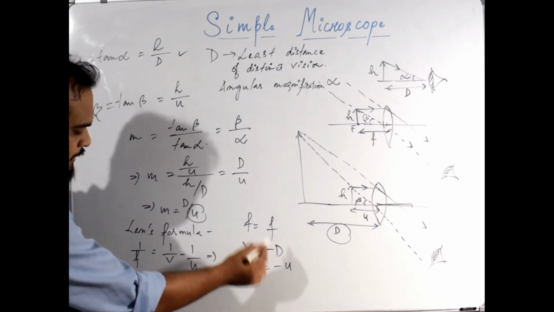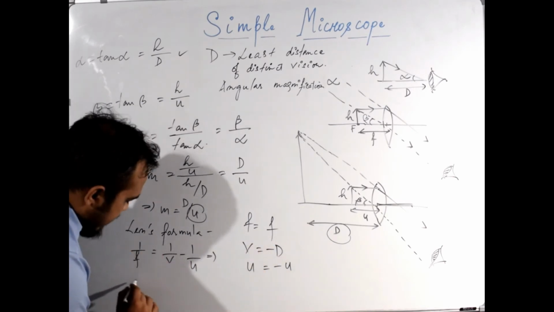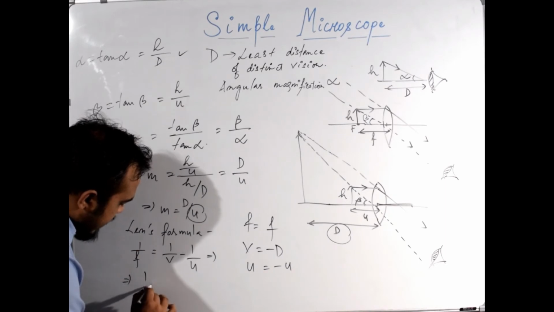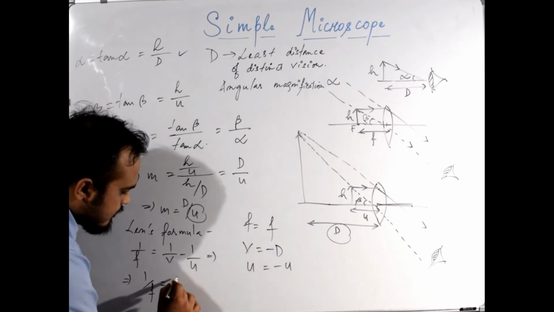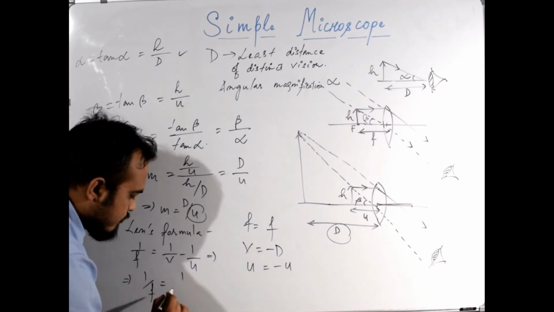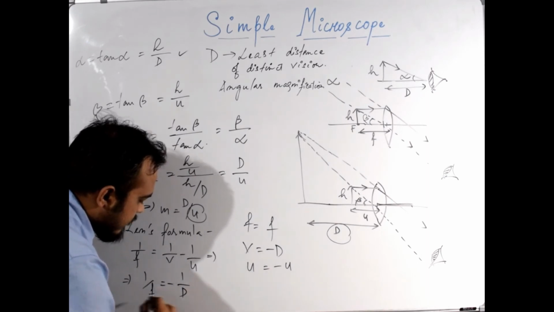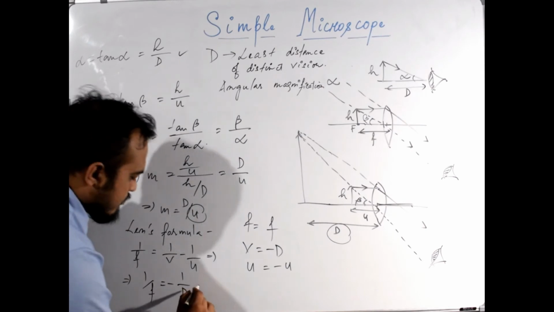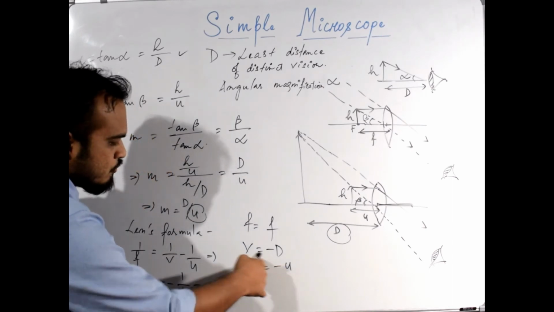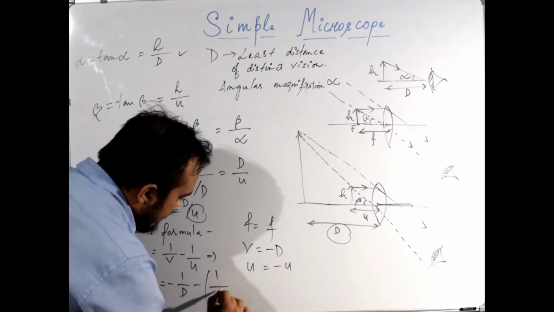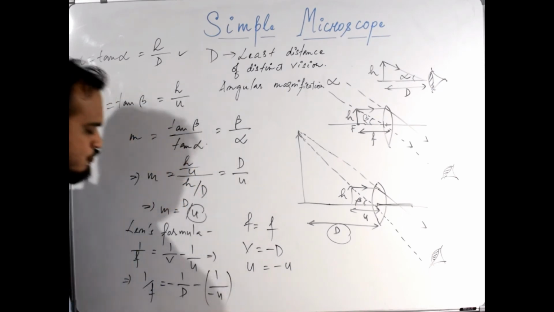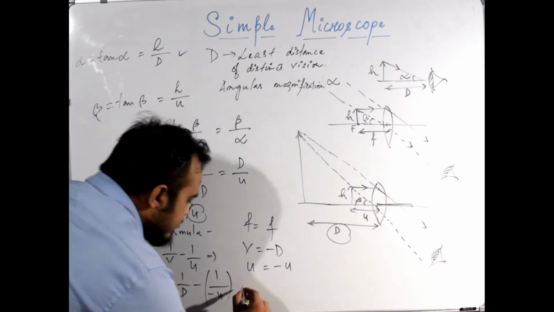So if you put these values in this equation, what will we get? 1 by f is equal to, what is v? v is equal to minus d. So if we put the value of v to be minus d, we get 1 by f is equal to minus 1 by d minus, u is given as minus u. So if we put the value 1 by minus u, this will give us the value.